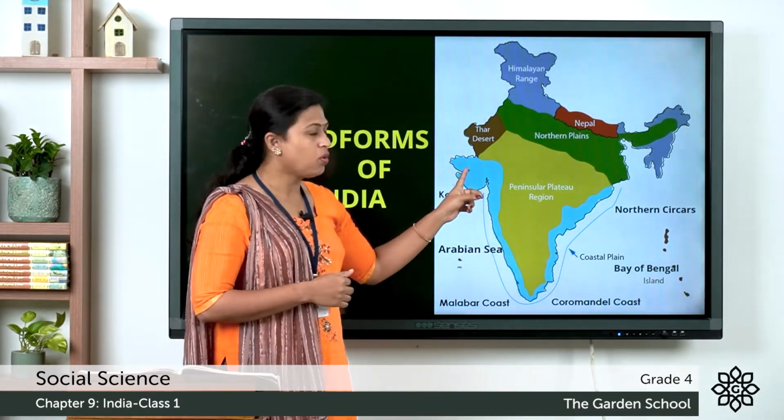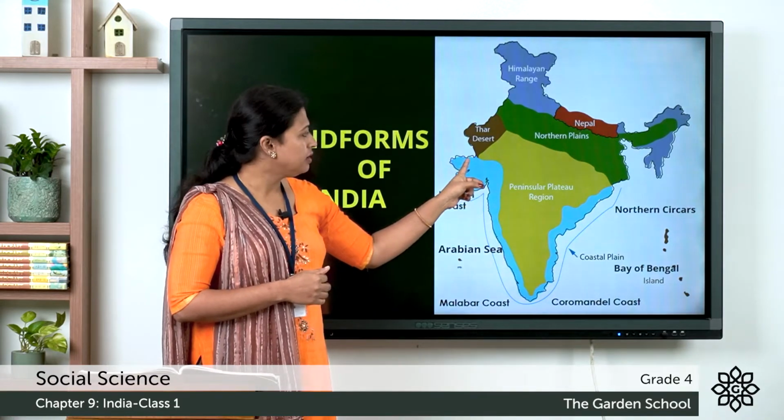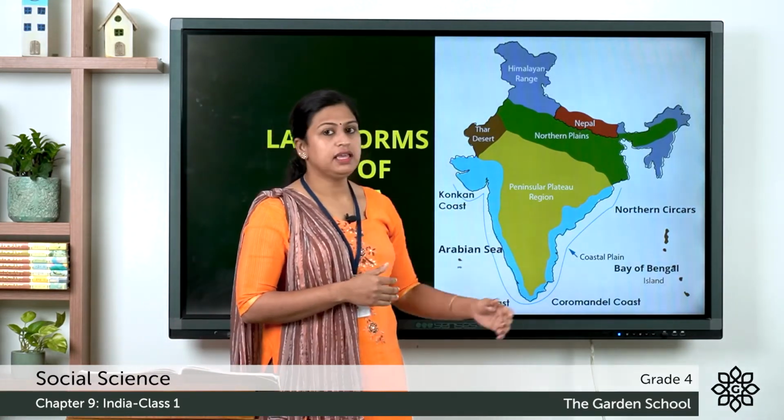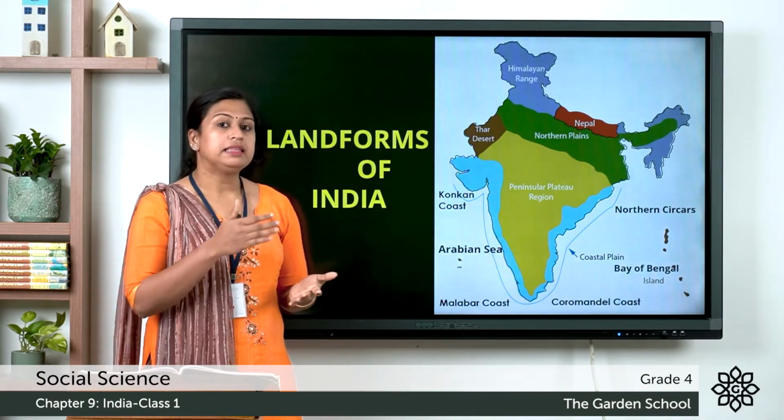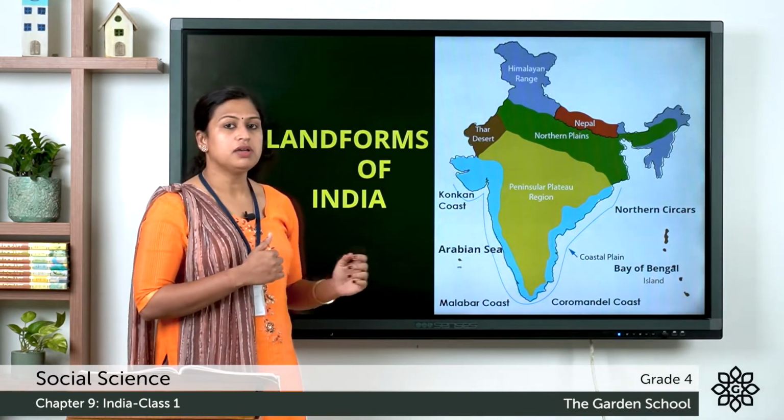Next one is the coastal plain. You can see here the blue shaded area is the coastal plain where the land meets the ocean or sea.